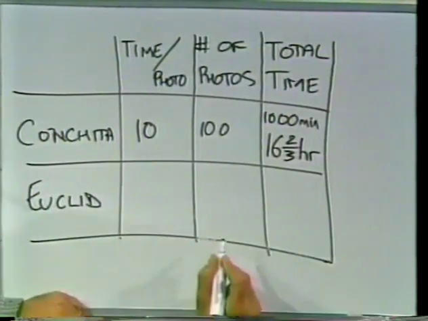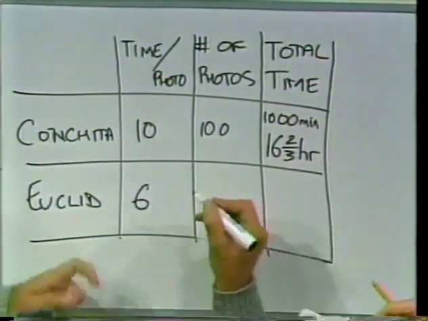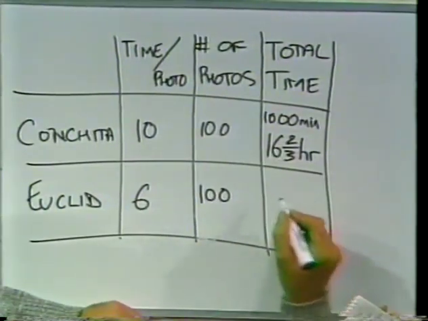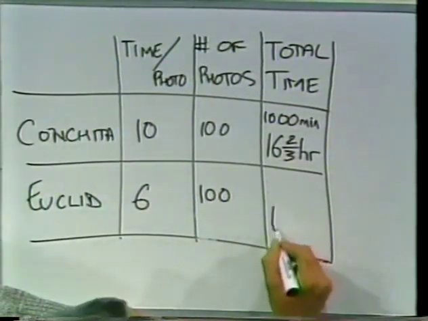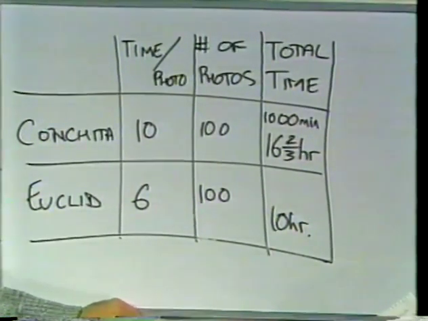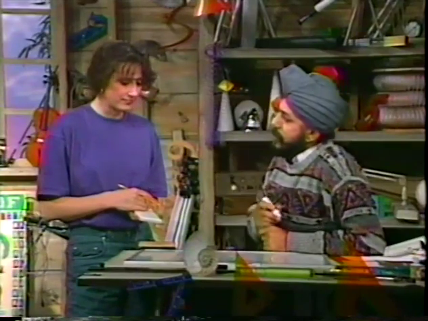It takes Euclid 6 minutes per photo. And still 100 photos. So he'd be able to do all of that in 10 hours. Still too long. So I don't think either of them can get this done alone. That's true. Now, what did our poster say about this?